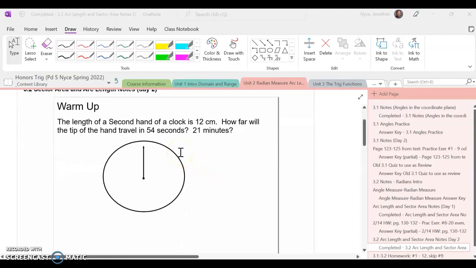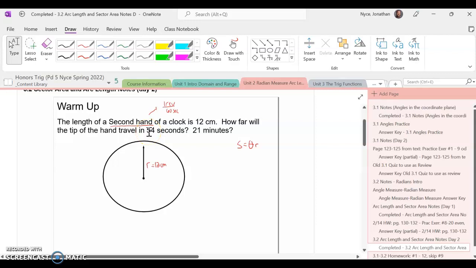So for the warm-up, again, it's a second hand. We know that the second hand does 1 revolution every 60 seconds. So they want to know how far will the tip of the hand travel in 54 seconds. So it's asking us for an arc length, and they're giving us a radius of 12 centimeters. So we simply have to take this 1 revolution every 60 seconds and turn that into an angle, knowing that it's going to travel for 54 seconds.